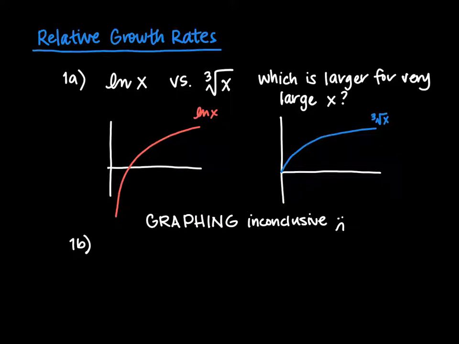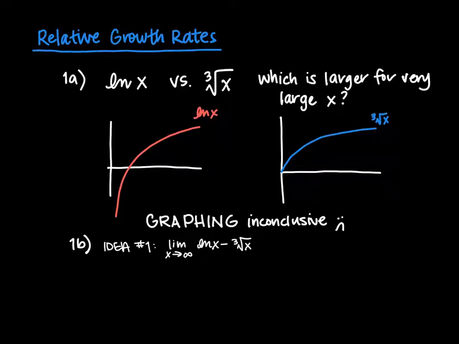In class, we discussed two very interesting approaches. One is taking the limit of the difference of the two functions as x approaches infinity. We thought to ourselves, hey, if we take this limit and we find that it goes to positive infinity, that would indicate that natural log of x grows faster. And if it goes to negative infinity, that would indicate that the cube root of x is much larger for very large x, or that the cube root of x grows faster. So that was the idea behind that limit.